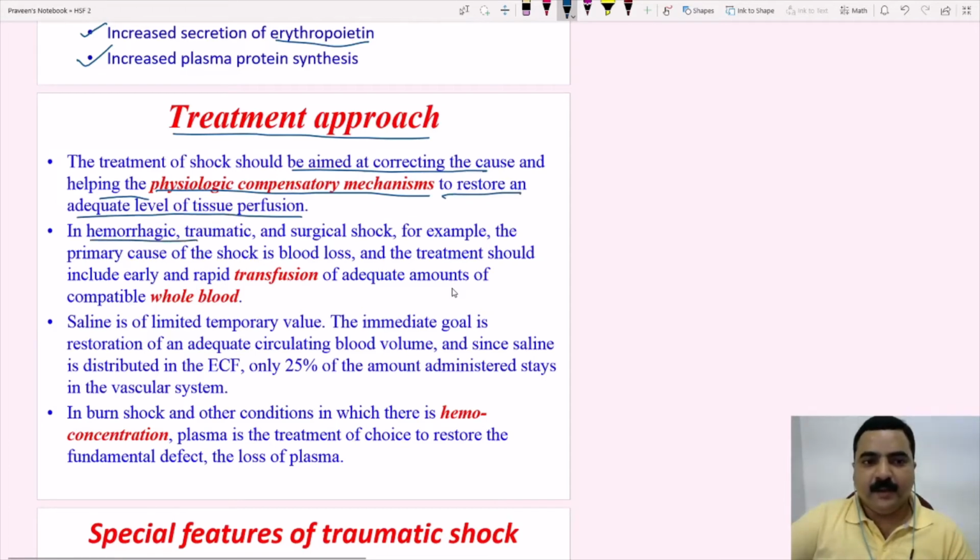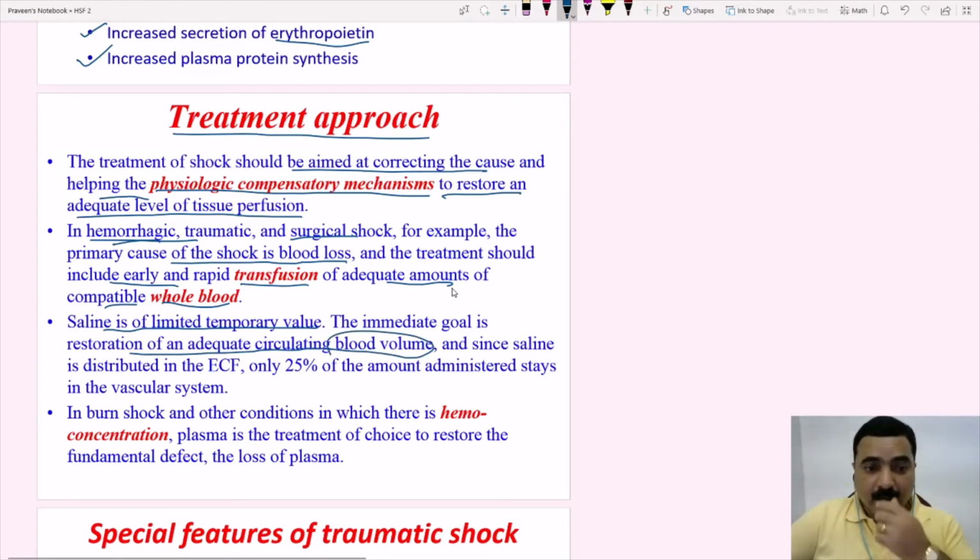So in hemorrhagic, traumatic, and surgical shock, for example, the primary cause of the shock is the blood loss, and the treatment should include the early and rapid transfusion of adequate amounts of compatible whole blood, depending on if you are having hemorrhage. But saline is of limited temporary value. You need the blood itself in that scenario. The immediate goal is restoration of an adequate circulating blood volume.